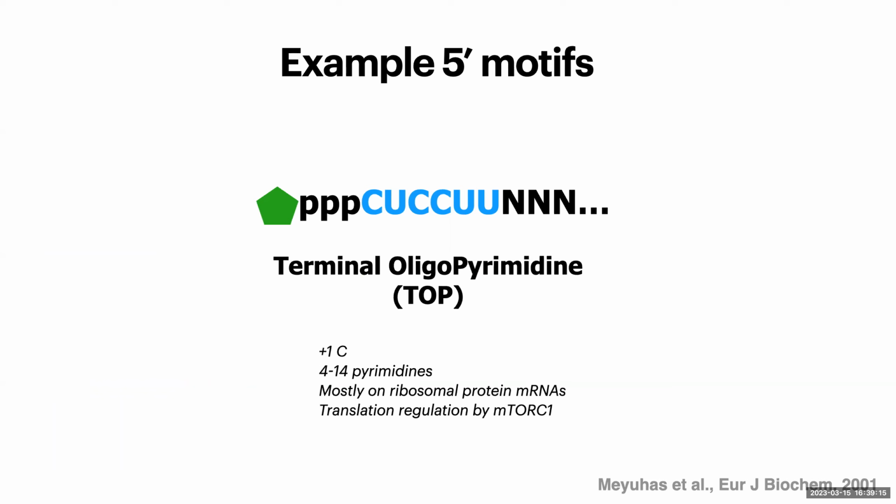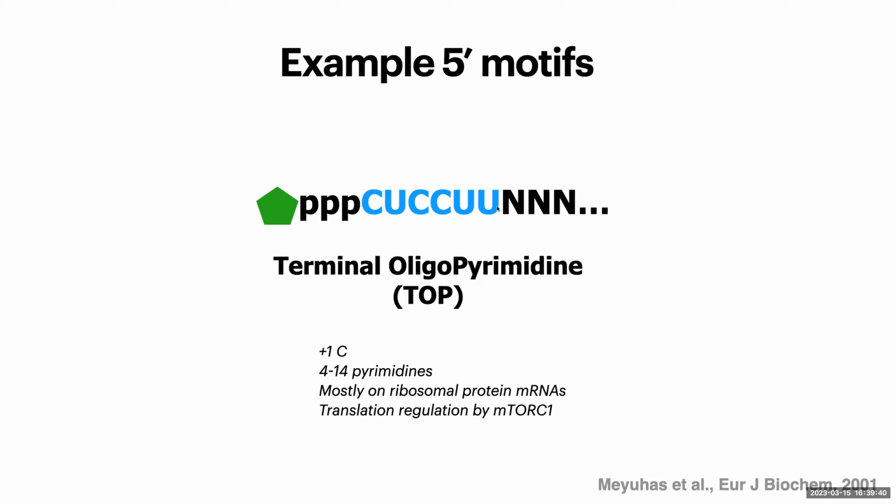terminal oligopyrimidine motif, or a TOP motif. What this motif is, it starts with a C, and a key feature is that the C really needs to be in the +1 position. If you insert even a single non-C nucleotide in front of it, you completely undo the function of this motif. And then it's followed by between 4 and 14 pyrimidines.